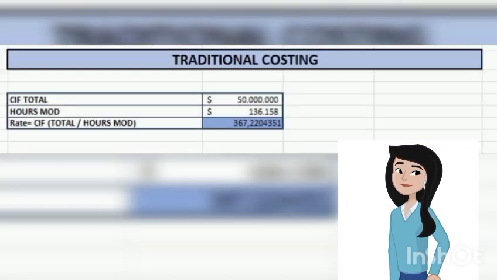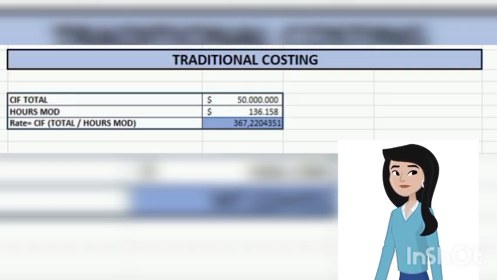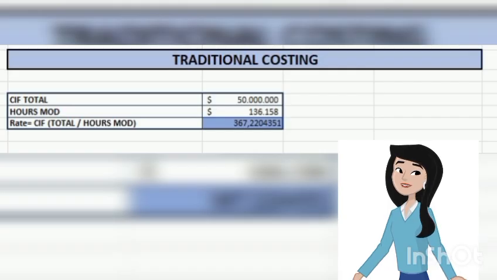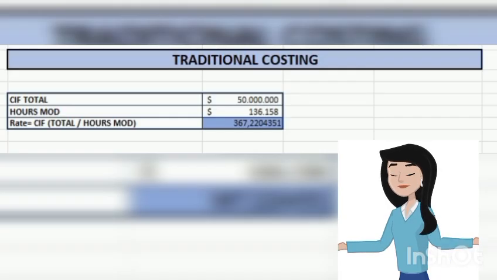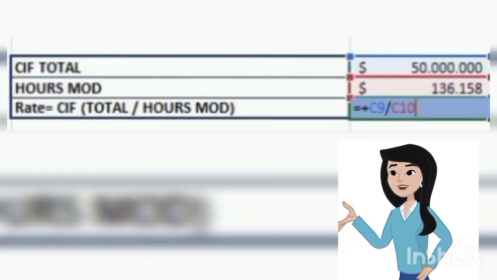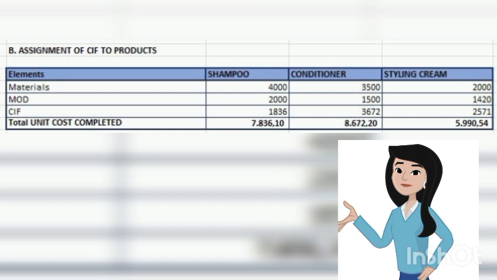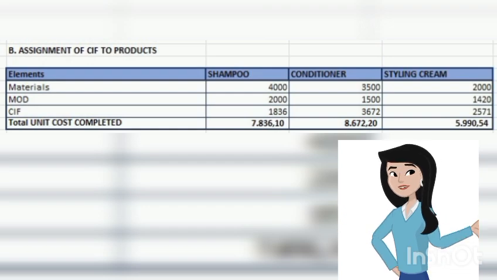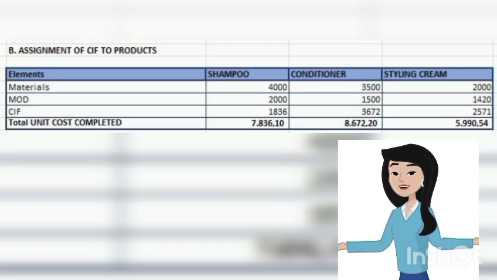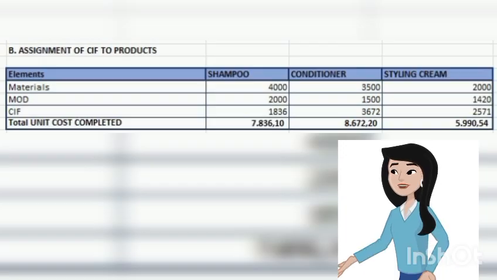Good evening, my name is Nicole Camacho, and next I will explain traditional costing. The first step is to calculate the predetermined rate for indirect manufacturing cost, which is done using the following formula: total indirect manufacturing cost divided by labor hours. In the second step, we multiply the rate by the number of direct labor hours per product. And finally, we assign indirect manufacturing costs to the product.